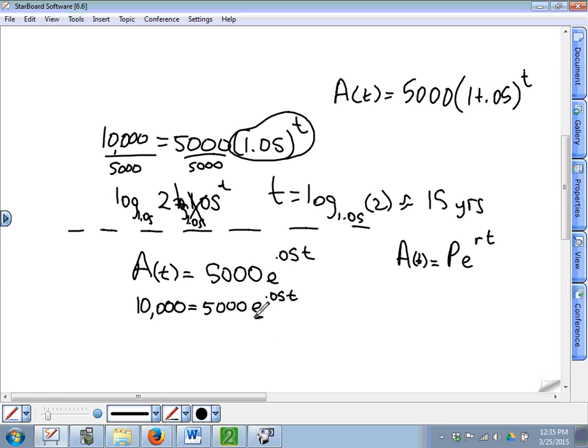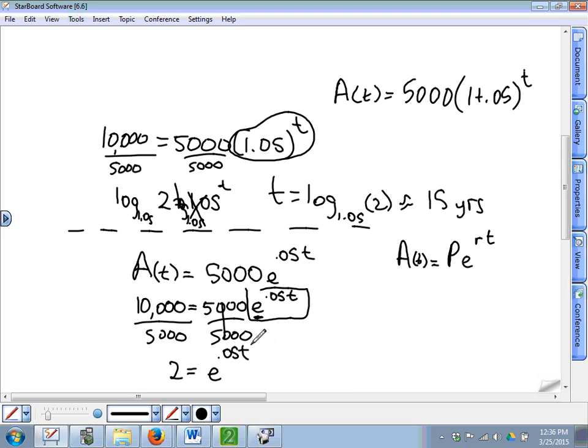An ln. Natural log on both sides. As long as you can get this by itself, e to the 0.05t, that's got to be out alone. So divide by 5,000 again. 10,000 divided by 5,000 is 2. So 2 equals e to the 0.05 times t.